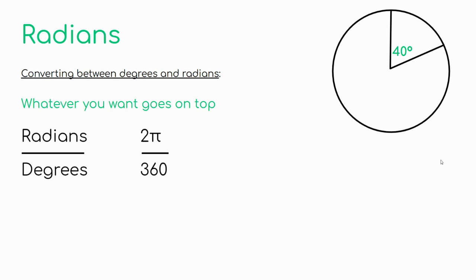Then I'm going to multiply that by my angle. So 2 pi divided by 360 times 40. When we multiply, we're going to multiply straight across. 2 pi times 40 is 80 pi. 360 is 360. So I now have 80 pi over 360 radians. That's a fraction. I can't leave it like this. I want to reduce it. I have to find it in simplest form.